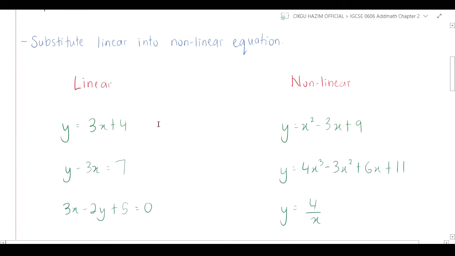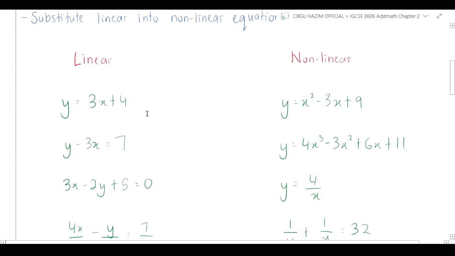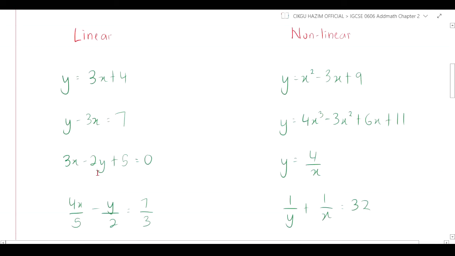These are examples of linear. y equals 3x plus 4, which is y equals mx plus c, the straight line equation. Or it can be rearranged to become y minus 3x equals 7. Or it can be 3x minus 2y plus 5 equals 0. Or it can be 4x over 5 minus y over 2 equals 7 over 3. Why? Because x and y here are still to the power of 1, so it is still a linear equation.